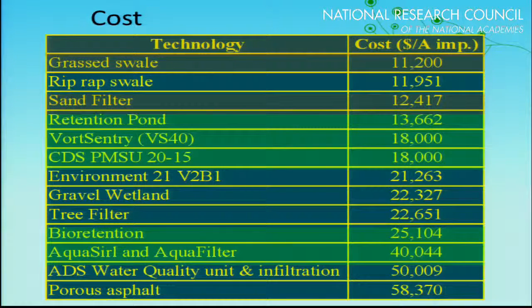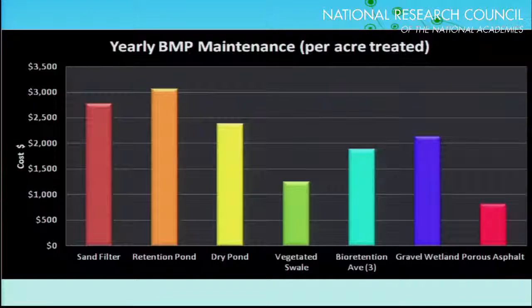Costs, we can identify costs. And you can certainly see when you look at costs, in this case, a table in dollars per area of imperviousness, conventional technology is typically the cheapest. But that's maybe not the best cost measure. We've also done a thorough study of maintenance. And typically for LID, green infrastructure, it's some of the cheapest maintenance.